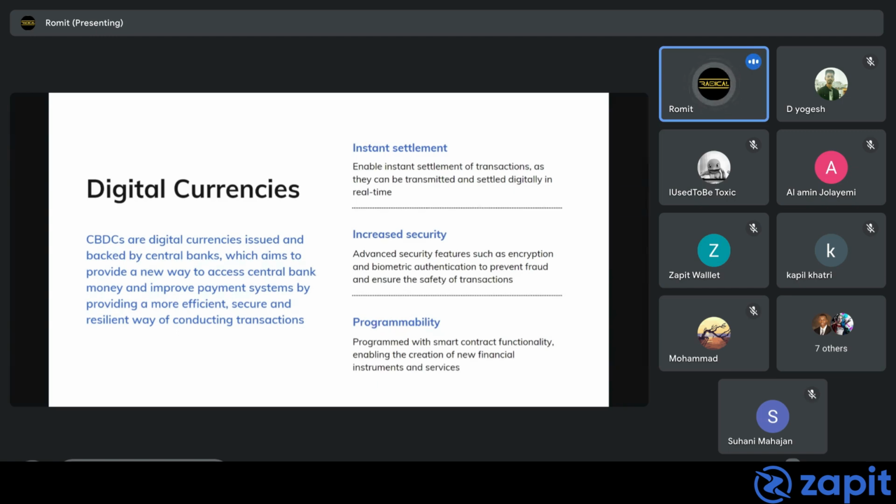But certain advantages that you do get from digital currencies is that they can provide you instant settlement, just like a blockchain can. Increased security because it's centralized. I mean, it's very hard to hack into a government-based system. But it's not as secure as a blockchain, I would say. And they're trying to introduce programmability as well, like smart contracts, but we still haven't seen that from any CBDC yet. So we're not sure how that's going to go.